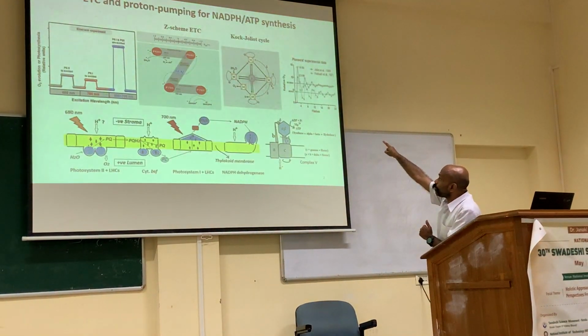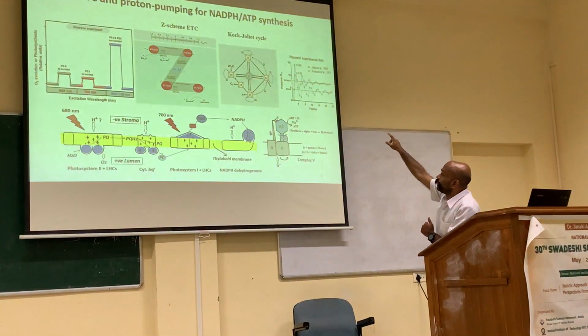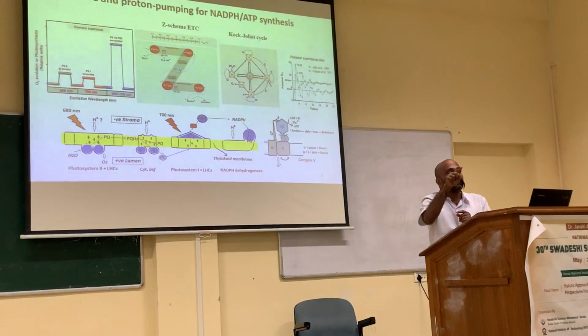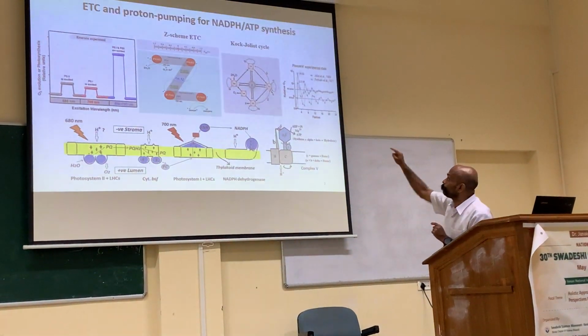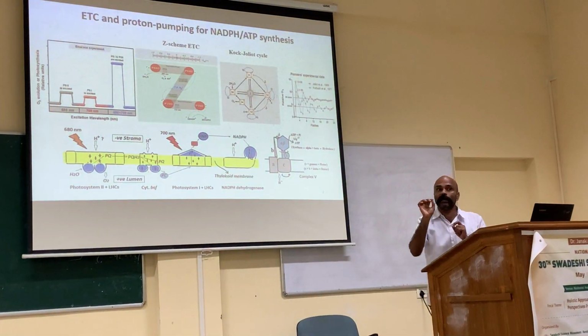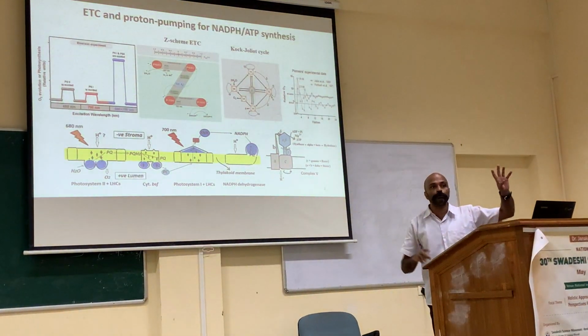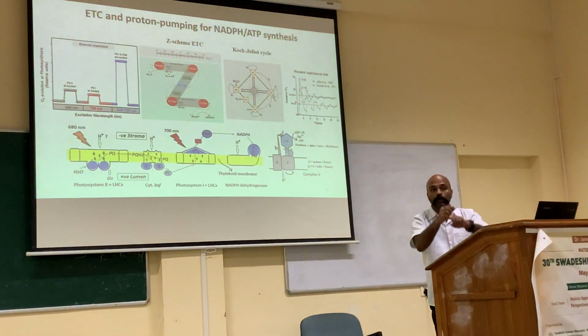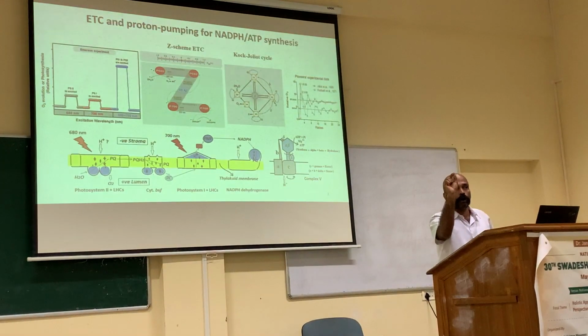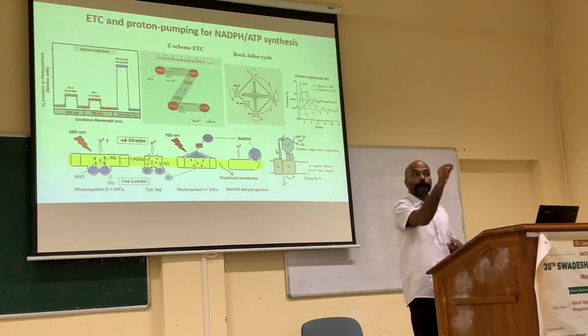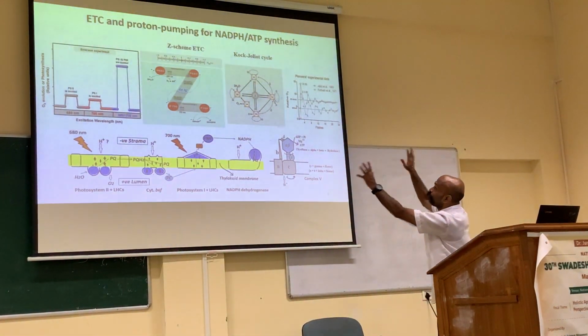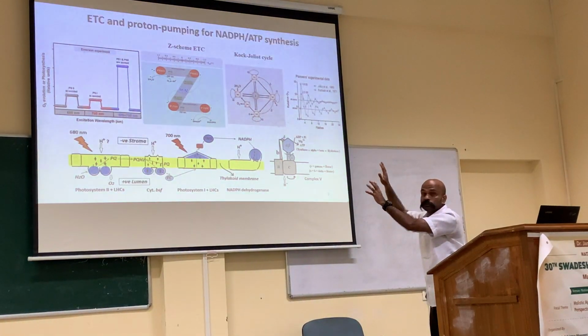And then the Kok-Joliot cycle is here, wherein you see a four cycle periodicity. So they said that 4 electrons contribute to 2 water molecules breaking to give 1 molecule of oxygen evolution at one point. So this defines the crux of photosynthesis research.